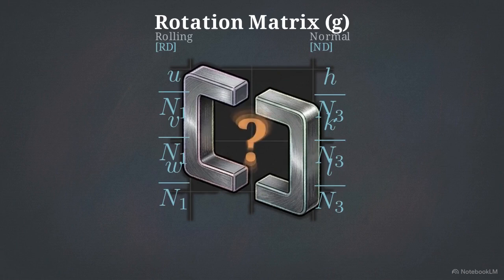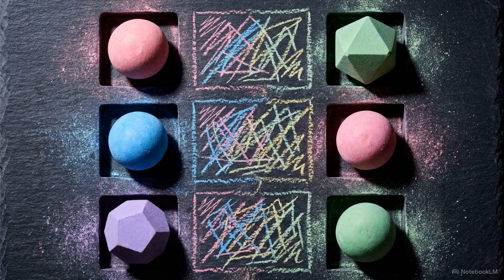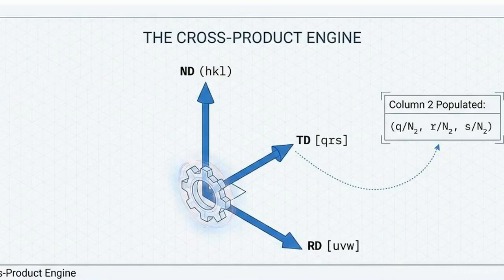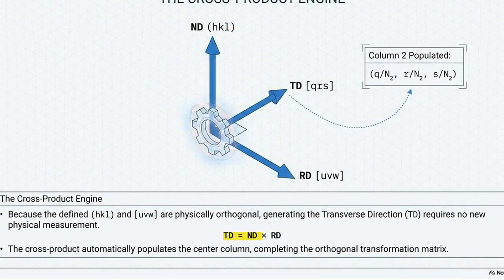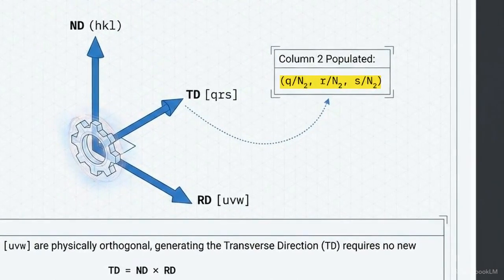But the matrix is incomplete. We need a middle column to represent the transverse direction, a value we did not explicitly measure. Mapping the explicit physical dimensions gets us 2/3 to a full model. To finalize the transformation, we must generate the missing middle column computationally. Because the physical axes sit perpendicular, we derive the final mathematical axes without new measurements. We calculate a vector cross product. Multiplying normal by rolling direction automatically generates the transverse direction. This derived vector perfectly slots into the center column, completing our matrix.